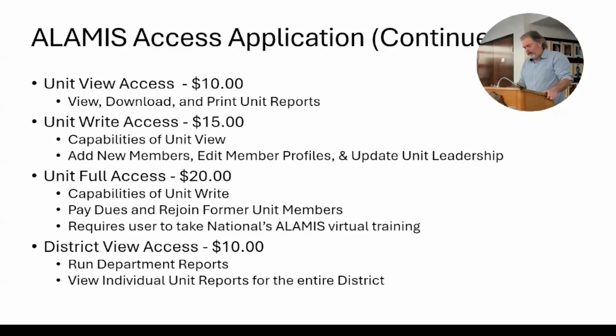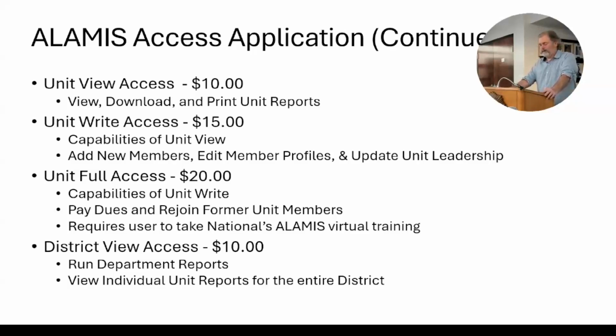Okay. The most popular access that everybody has is the $20 unit full access. That allows you to do everything that you can do in unit view and unit write. You are also then able to pay your dues and rejoin former members to your unit. This does require that you take National's ALA-MIS virtual training. It's about an hour. You will sit on Zoom with a representative from National, and they will train you. If you sign up for unit full access and you do not take your training from National, you do not have unit full access. You do not get that access until you've taken that training.